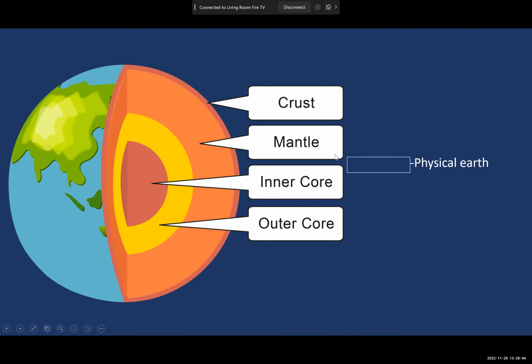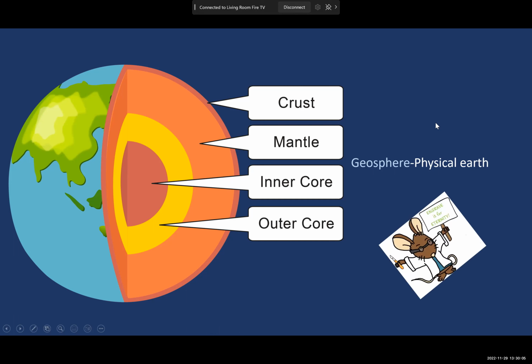All right, what's this one? So you have your crust, your mantle, your inner core, and your outer core. What do we call this whole thing? It's got sphere at the end. Something sphere. Shoot. This one's going to be your geosphere.